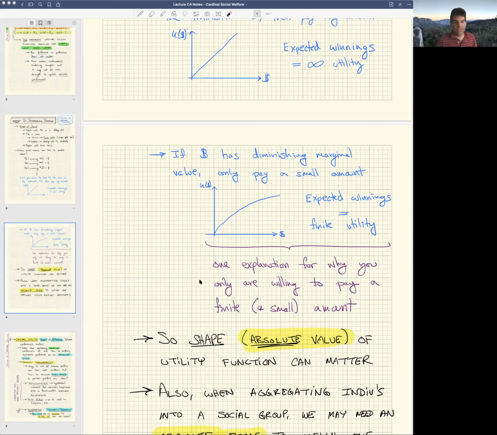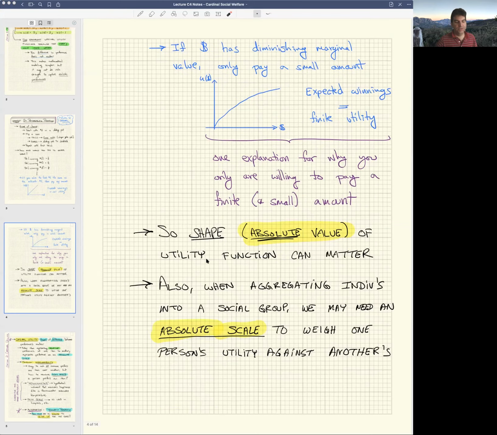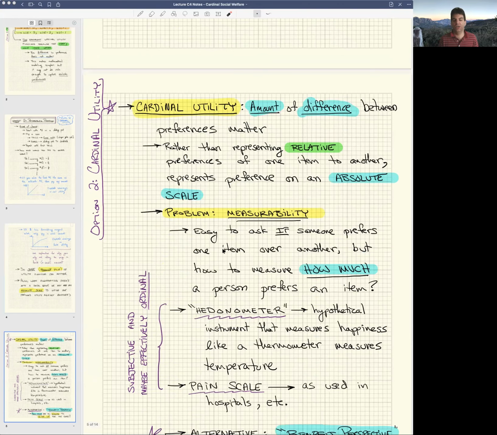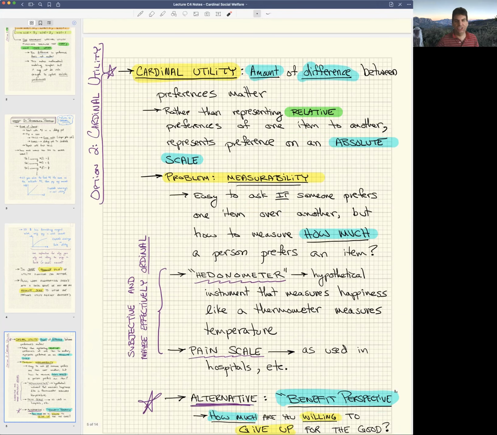Everybody's clear on ordinal utility. All right, so what do we do instead? Well, in that case, that's when we introduce the so-called cardinal utility. The word cardinal basically means that we're not just ranking things, we actually care about how different things are. So a cardinal utility measures the amount of difference between preferences. The amount of difference matters. It's not just about the ranking.